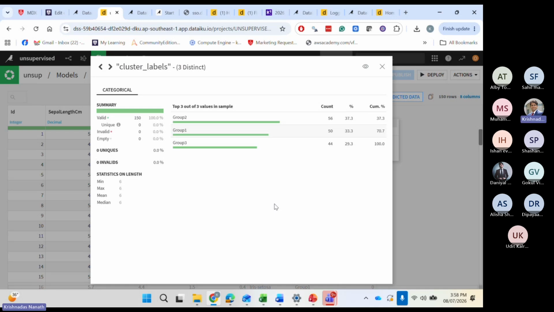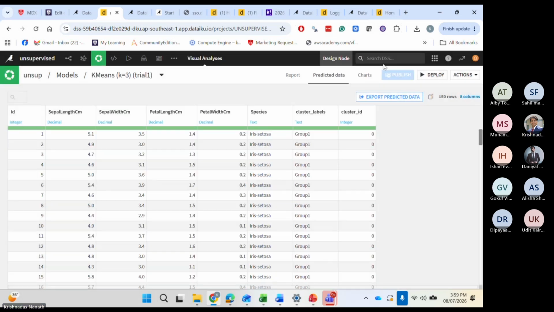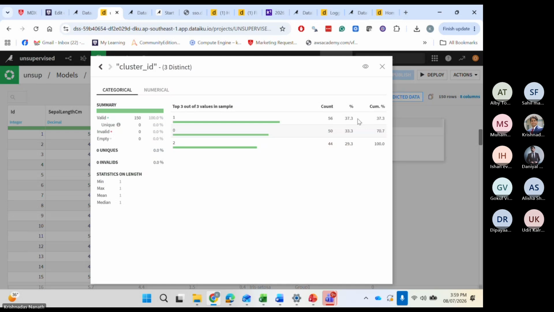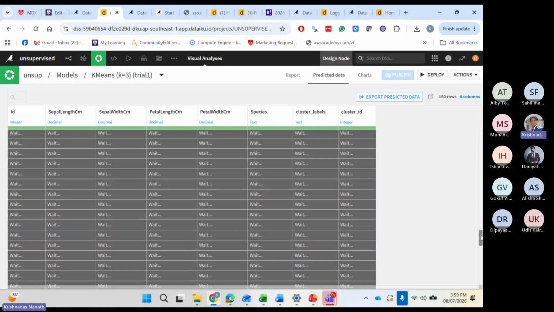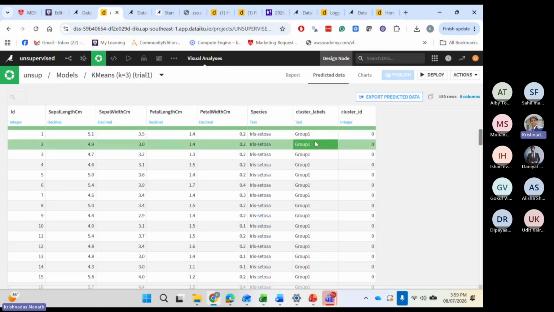This is quite fixed. Let's look at cluster ID. 56, 50, and 44. So basically it's the same. So group 1 corresponds to 0. Group 2, it's the same, exactly the same. It's just that they have given an ID of 0, 1, and 2. That's it. So it's just a good added feature to have, nothing different. It's exactly the same as group numbers.